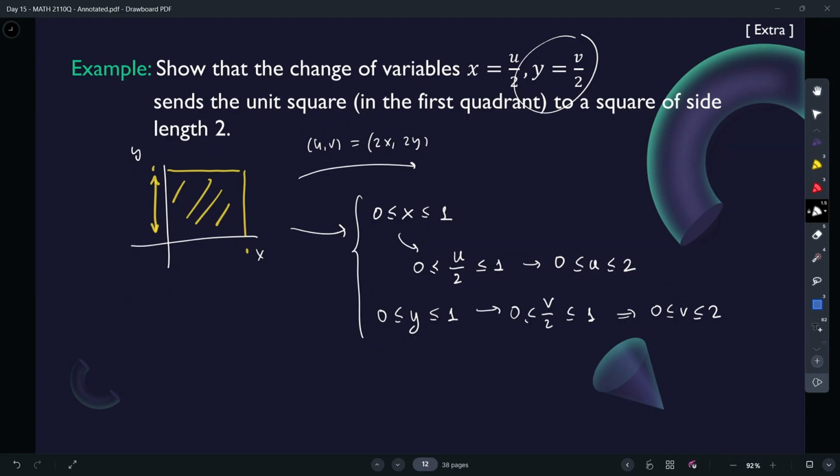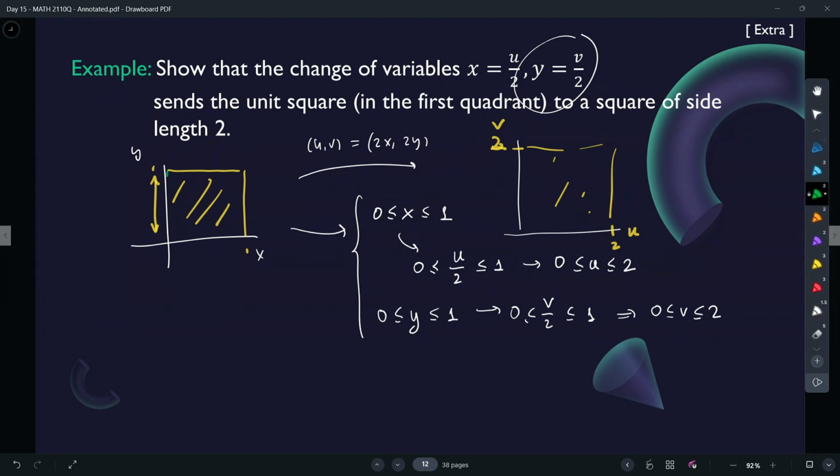So the image of this map will be somewhere in, like what they said, that the u and the v will be between 0 and 2. So it will be somewhere in here. But let me just verify that actually sides go to sides. So for example, take this side here. What side is that? This is the side where x is 0 and y is going between 0 and 1.